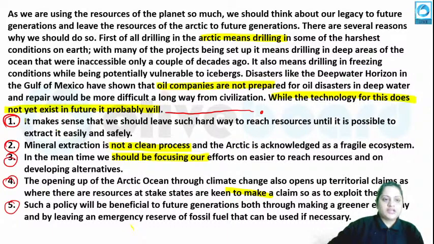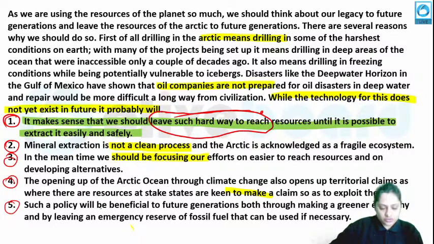Yeah, it makes sense that we should leave such hard to reach resources until it is possible to extract them. We are not ready for it. Our companies are not prepared. We don't have technology for it. So what is correct, guys? It makes sense that we should leave such hard to reach resources.